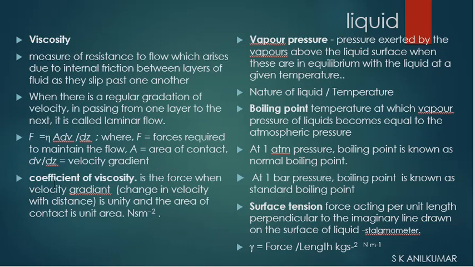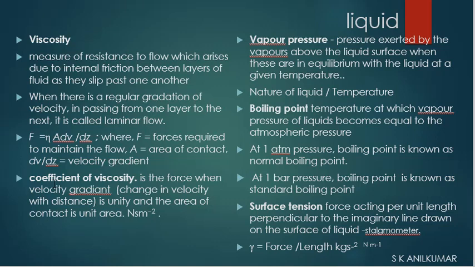Now comes the viscosity of a liquid. What is the viscosity of a liquid? The resistance to the flow of the liquid is called viscosity. Honey is more viscous, so when you pour honey, it doesn't flow easily. Water is not as viscous as honey, so water will flow. The measure of resistance to flow due to internal friction between the layers of the fluid that prevent them from slipping past one another is called viscosity.